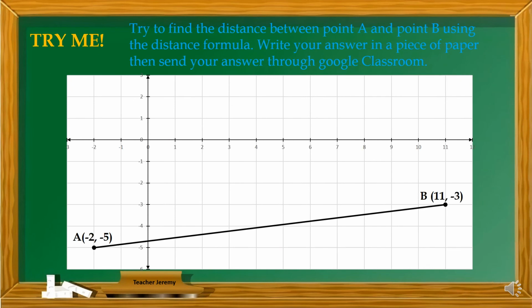In this part, you are going to try to find the distance between point A and point B using the distance formula. So for point A, we have negative 2, negative 5, and point B, we have 11, negative 3. Okay, so write your answer in a piece of paper, then send your answer through Google Classroom.